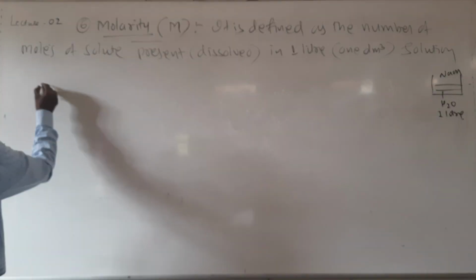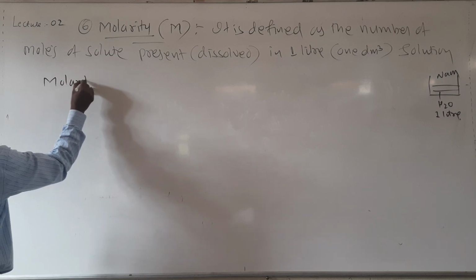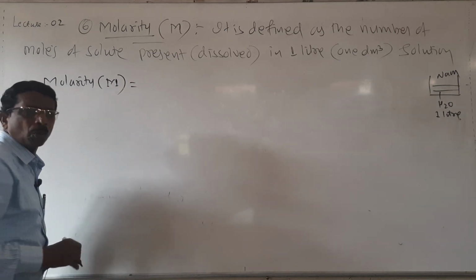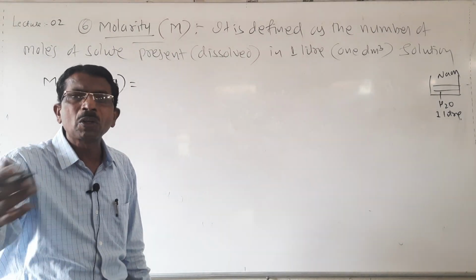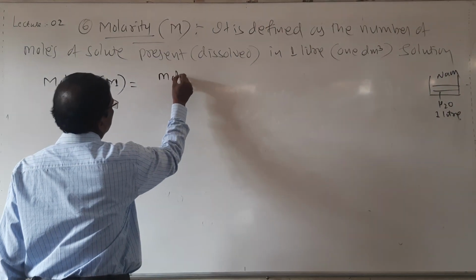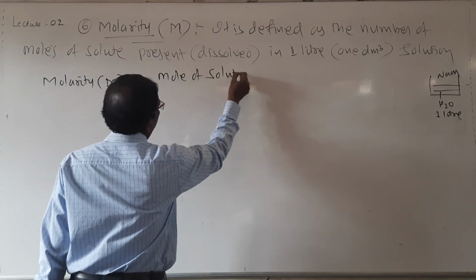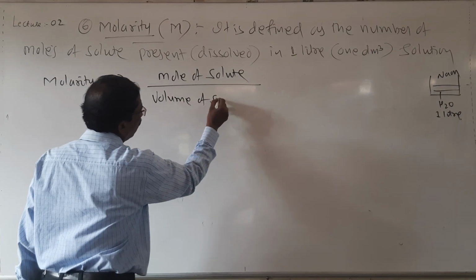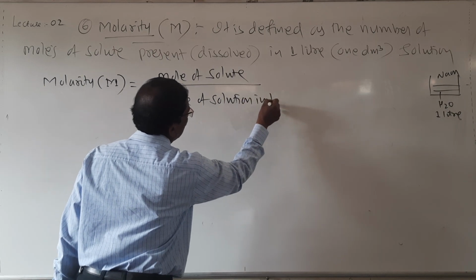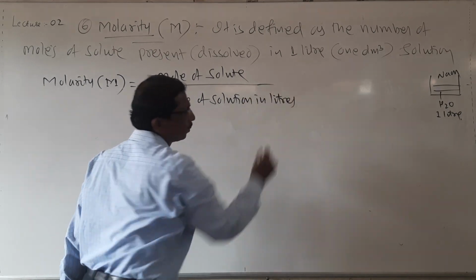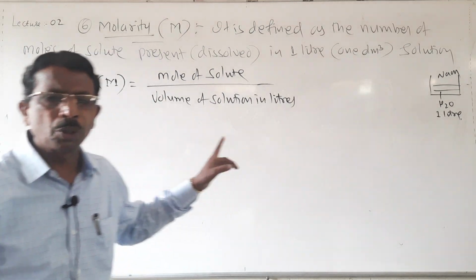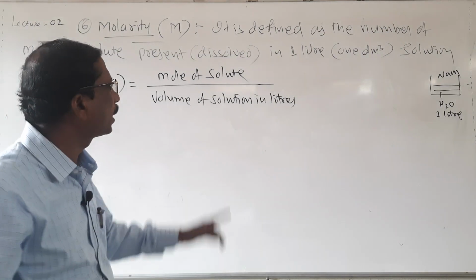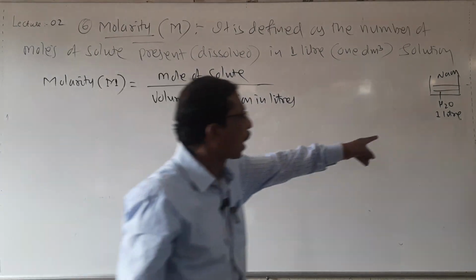Molarity, indicated by capital M, is equal to number of moles of solute divided by volume of solution in liters. Remember, number of moles of solute upon volume of solution in liters. Volume of the solution must be taken in liters. So it is 1 liter.